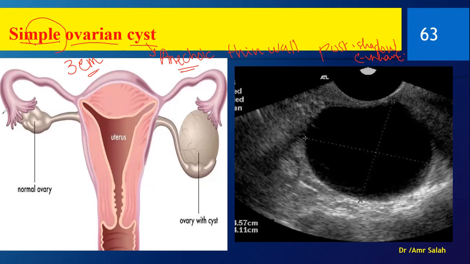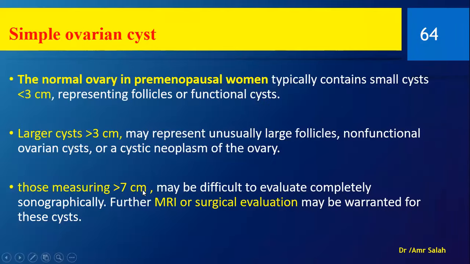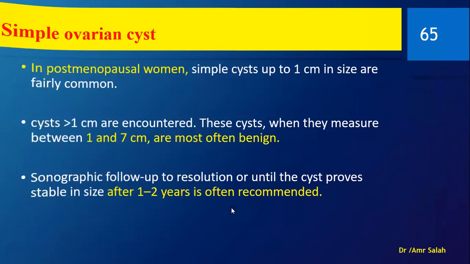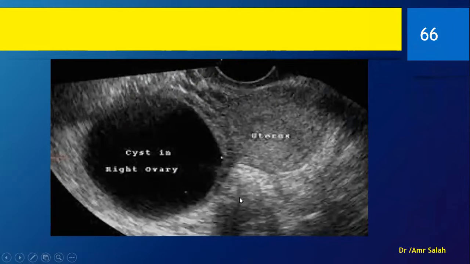In the coming slide, we'll discuss them. Seven criteria. Simple equals 7. Let's see those 7 in order to remember. This is a simple ovarian cyst. Look at this. This is more than 3 centimeters. It's thin wall. It is anechoic with posterior enhancement. And the 7 items being what?